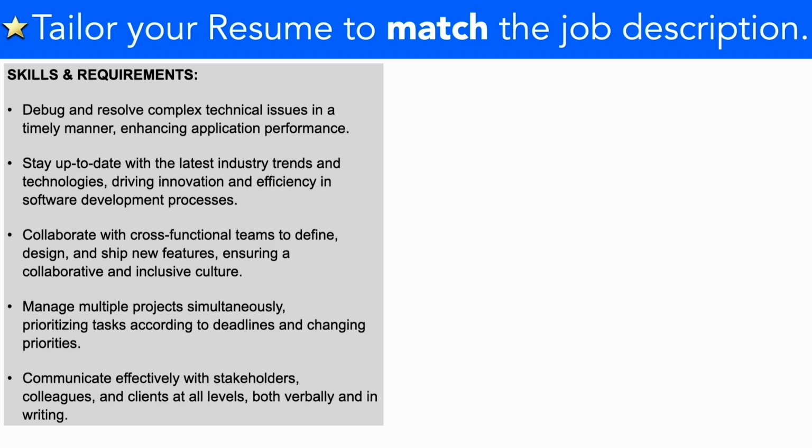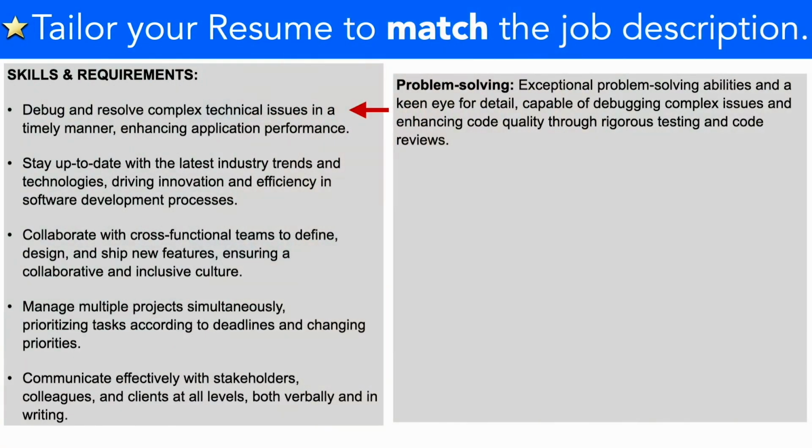You can see that here on the left-hand side of the screen. You can see that they list the main skills and requirements needed of a software developer. So for example, you can see here on this advert that they want a software developer to be able to solve complex issues. Therefore, on your resume, you could say something just like this: problem solving, exceptional problem solving abilities, and a keen eye for detail, capable of debugging complex issues and enhancing code quality through rigorous testing and code reviews. Now, I'm going to show you exactly where you can put this on your CV in just a second, but let's keep working through this list of this job description.